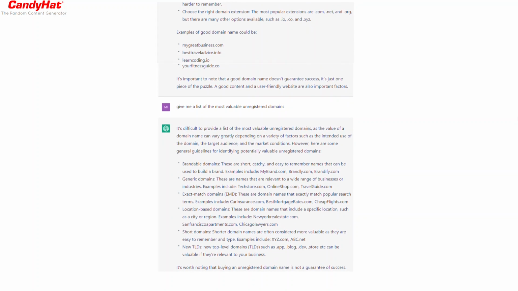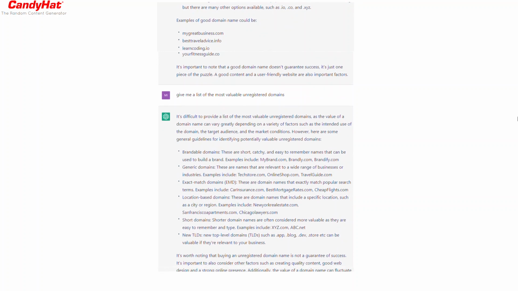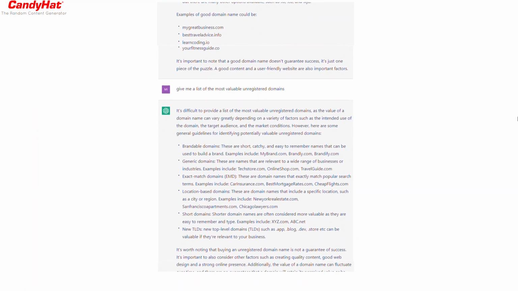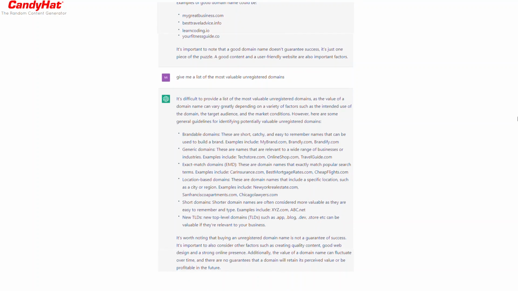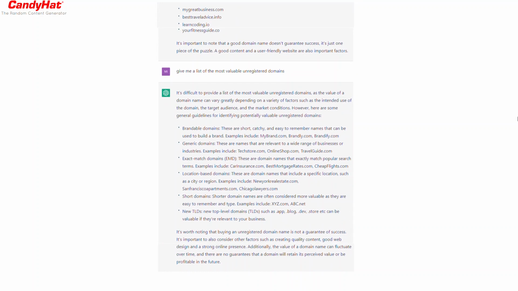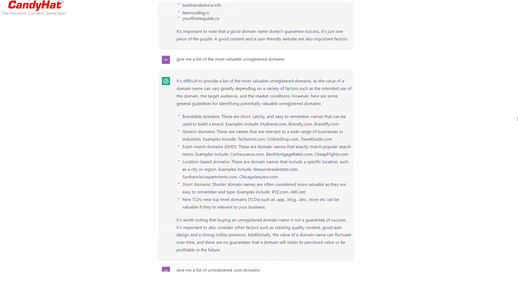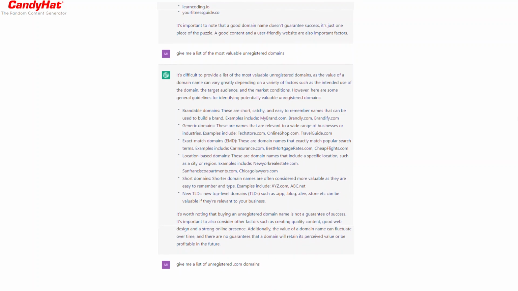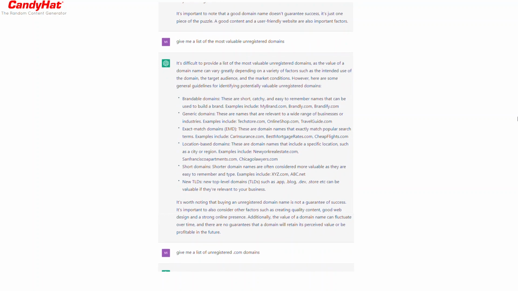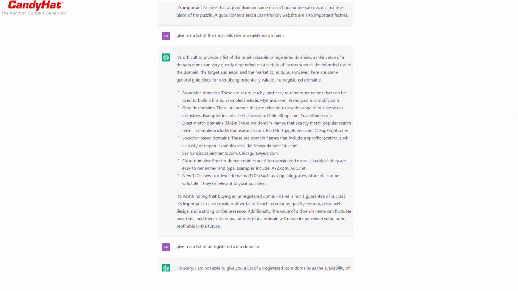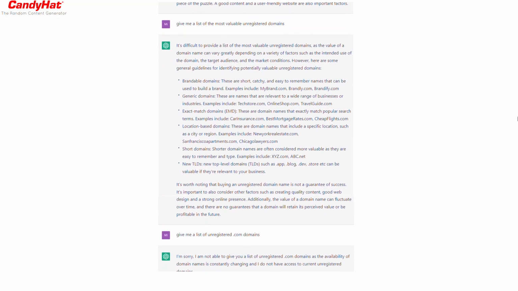Brandable domains. These are short, catchy, and easy to remember names that can be used to build a brand. Examples include mybrand.com, brandly.com, brandify.com. Generic domains. These are names that are relevant to a wide range of businesses or industries. Examples include techstore.com, onlineshop.com, travelguide.com. Exact match domains, EMD. These are domain names that exactly match popular search terms. Examples include carinsurance.com, bestmortgagerates.com, cheapflights.com.